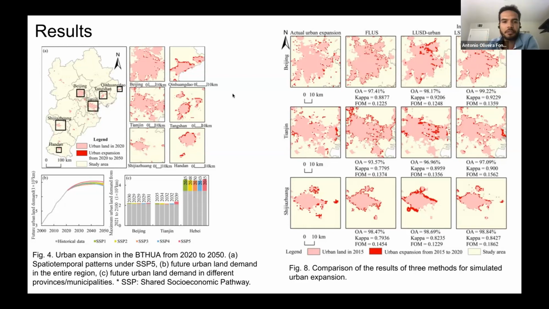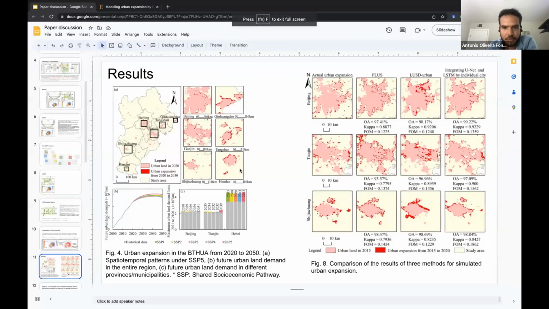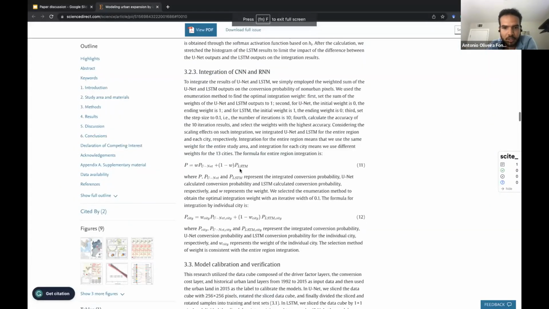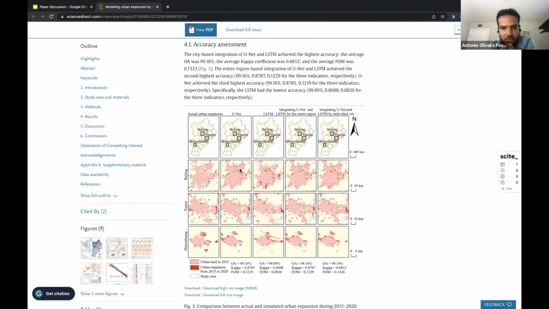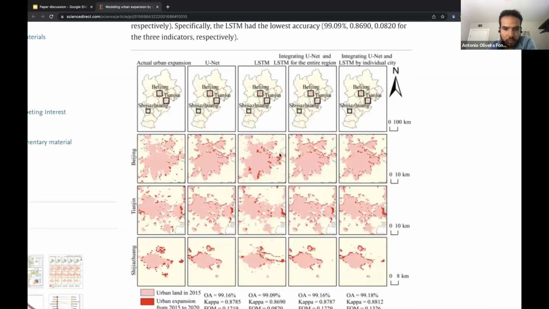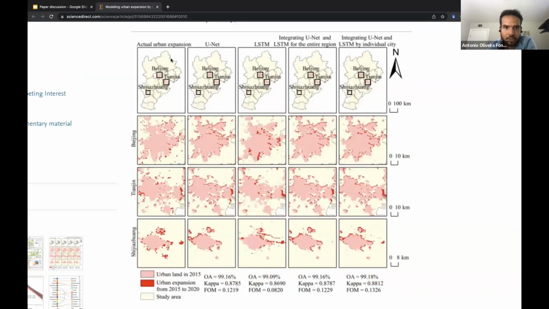In fact, I think Oliver hints at that when he was showing the paper. At some point they do this sort of ablation test where they show what performance you would achieve if you use just each one of these methods. Let me zoom in a little bit. You see this plot here? Here they are showing what happens if you just use UNet. The accuracy was 99.16 for just UNet. Just LSTM was 99.09.